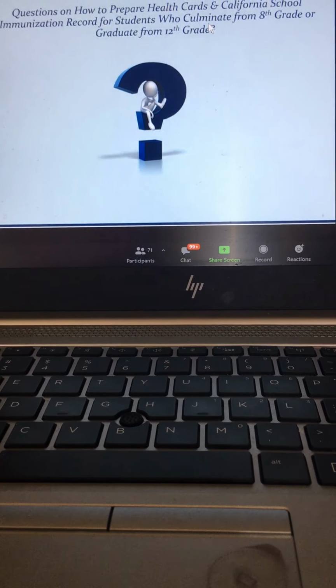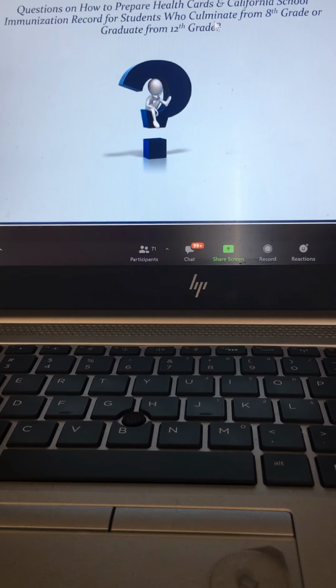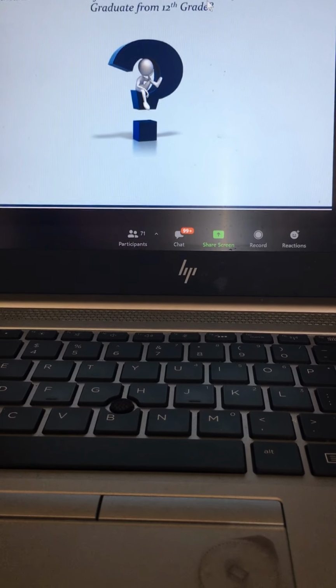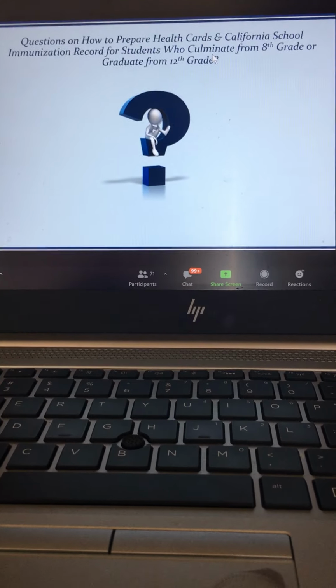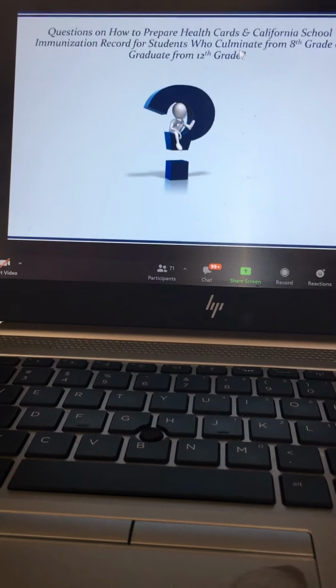Do we have any questions on how to prepare the health cards, or basically making sure that the CUM contains one, or the California school immunization record for students who culminated from 8th grade or 12th grade? No questions on the chat. Okay, very good. Thank you, ladies and gentlemen.